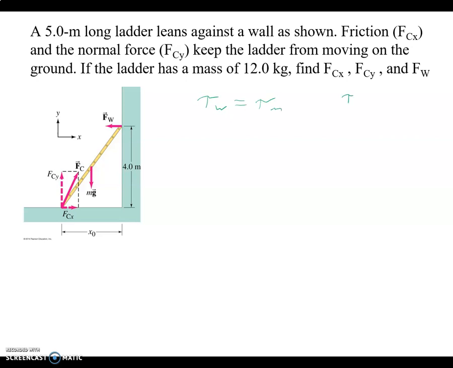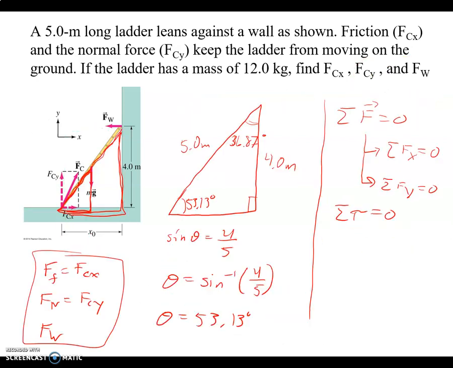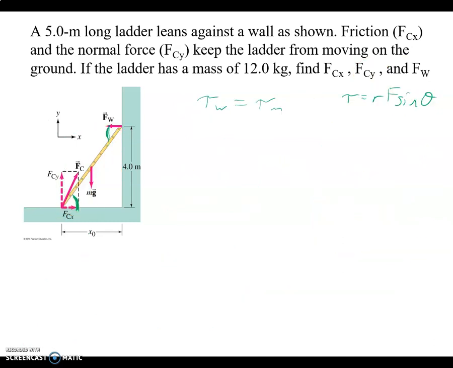So we know that torque of the wall has to equal torque due to the weight of the ladder. Torque is calculated as R F sine theta. So for the wall, I'm going to be dealing with this angle, which by parallel lines is the same as this angle down here, which we found back here to be 53.13 degrees. So this is going to be radius to the wall times force of the wall times the sine of 53.13 degrees. And that has to equal the torque of the weight.